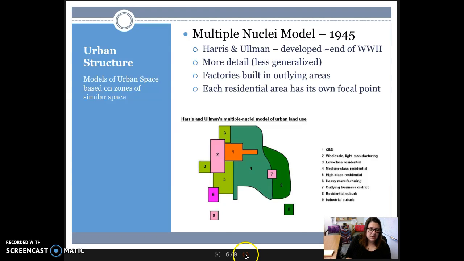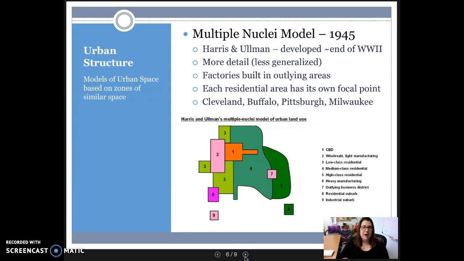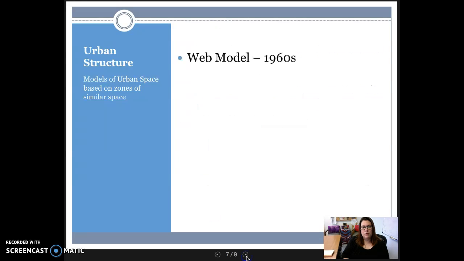Some examples of multiple nuclei model cities in the U.S. include Buffalo, New York, which maybe you're familiar with. Industrialized type cities fit this model. Okay, now I'm going to share with you two models that were not in your textbook, but I think are interesting to go over. First is the Webb model.